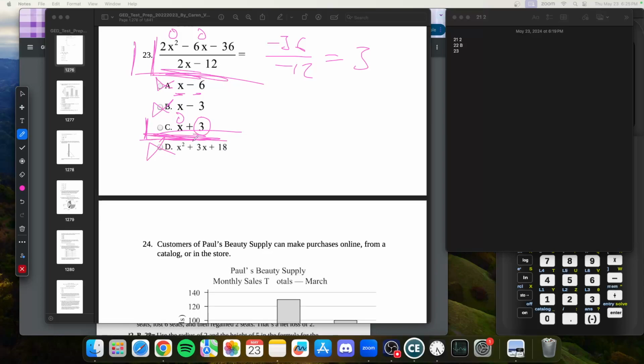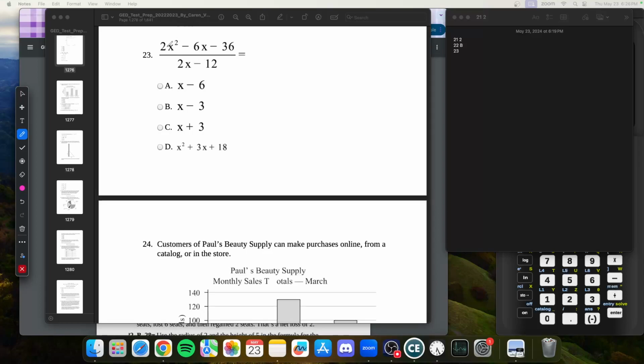When they ask you which one of these 4 answer choices is the same as this, well, just plug in 0 and see what happens. You better get the same answer for both, right? If they are the same, they should give me the same number. And you can try 1 as well. 0 is a little weird. 0 is definitely a weird number.